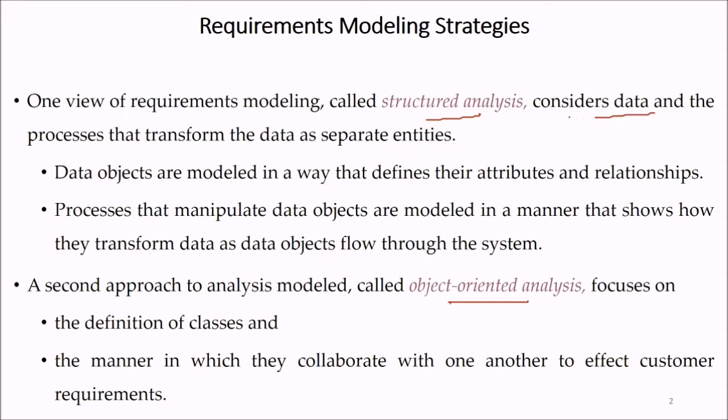In this, we consider the data and the processes that are going to transform the data into certain separate entities. The data objects are modeled in a certain way so that we can define the attributes and relationship between these data objects. And the processes that are going to change, modify, and manipulate the data objects are modeled in such a way that they show how they transform the data objects and what the flow through the system is.